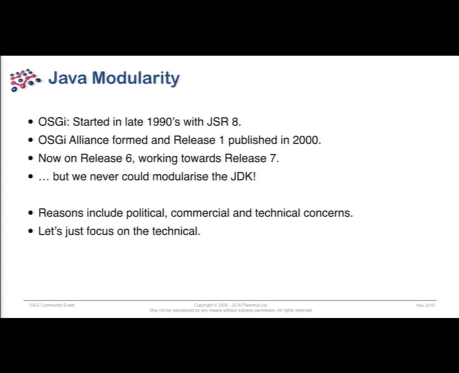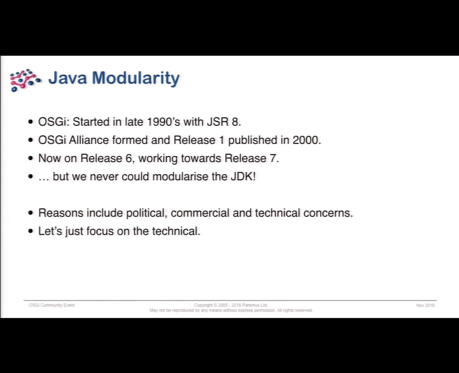So the Java modularity story is quite a long one. It started in the late 1990s with OSGi and JSR 8. So OSGi was originally something called the Connected Alliance, and it was seeded with JSR 8. Now, JSR 8 never actually became an official spec, but that was the start of what became OSGi. The OSGi Alliance was formed. Release 1 of OSGi came out in 2000. And these days we're using OSGi Release 6, and we're working on OSGi Release 7 to be out next year.